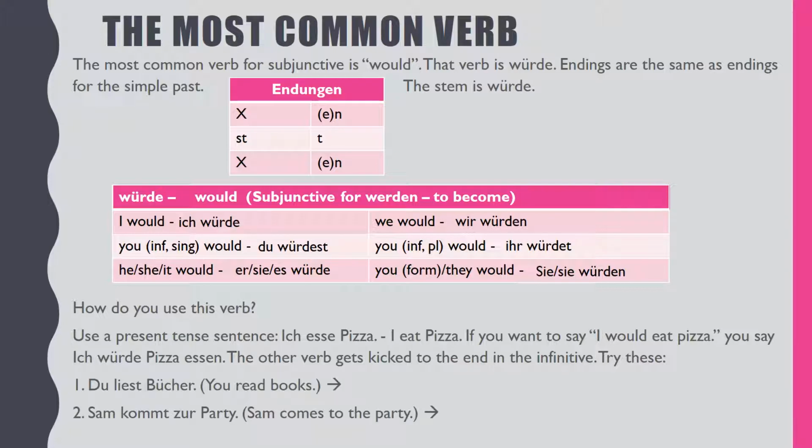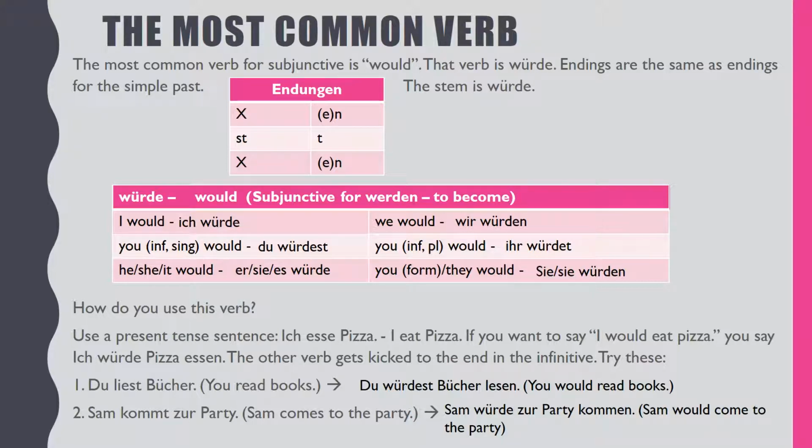Try these. We have du liest Bücher, you read books, and Sam kommt zur Party, Sam comes to the party. Turn these into subjunctive sentences. Pause the video now. You should have du würdest Bücher lesen, you would read books. Sam würde zur Party kommen, Sam would come to the party.